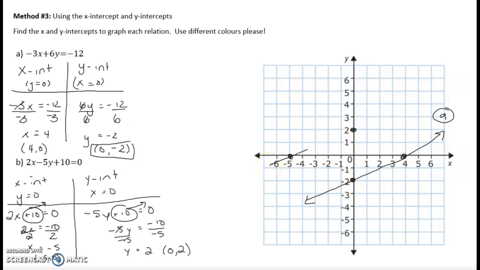So you're going to use your ruler and draw the lines. And this is line B. And that's it for today.